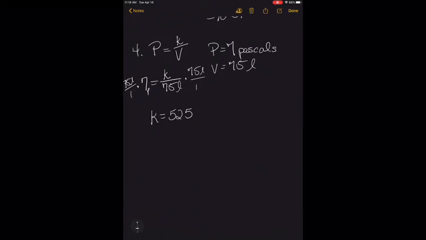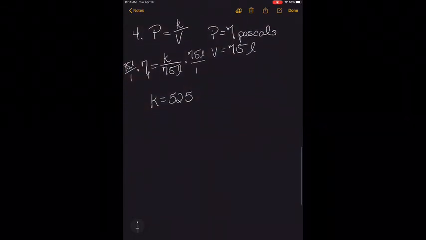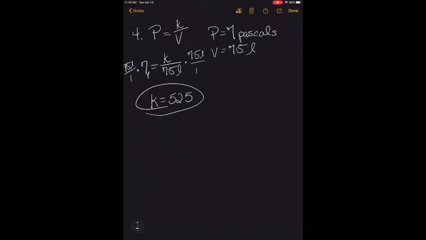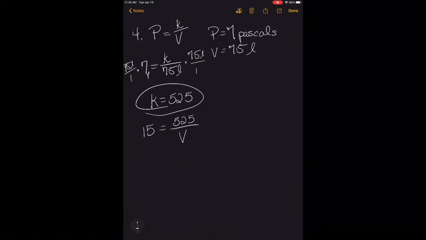So now the question is, what is the volume if the pressure is 15? All right, so now we substitute with K. So 15 equals 525 over V. Volume is what we're looking for.